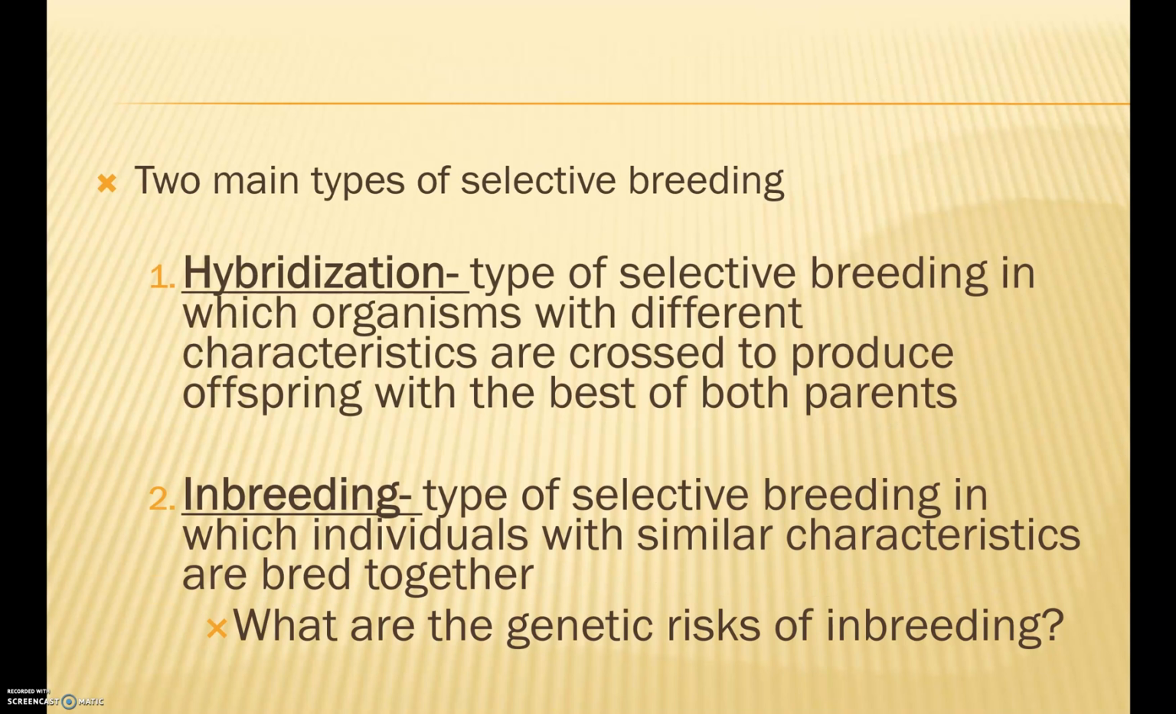All right, there's 2 main types of selective breeding. There's hybridizing, where we want to make a hybrid. So that's exactly what it sounds like. We're talking about organisms from the same species, but we're trying to get the best of both worlds. A great example of hybridizing would be a lot of these, they call them designer dogs that people like.